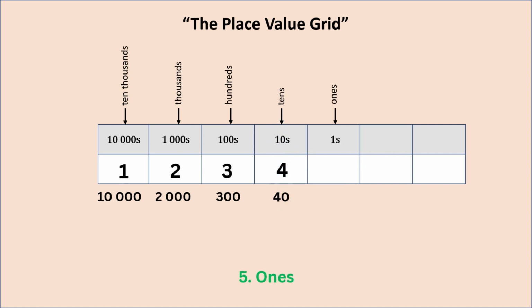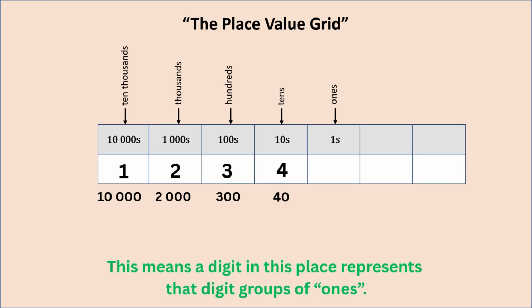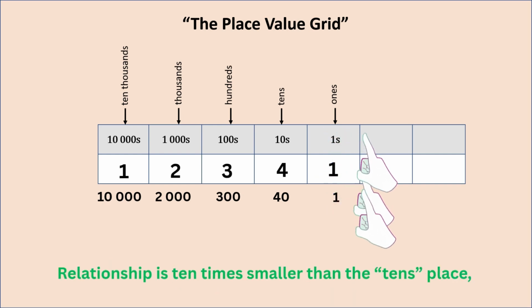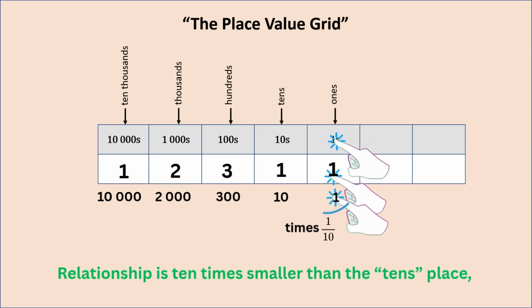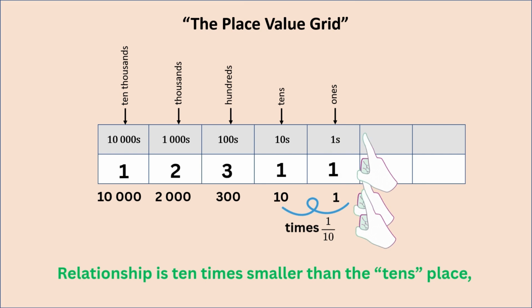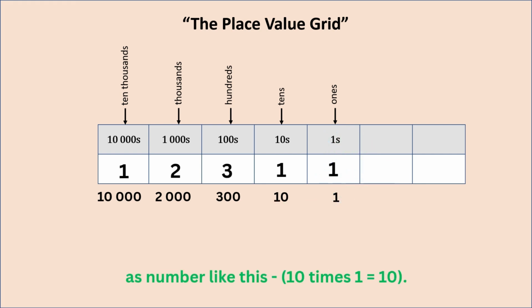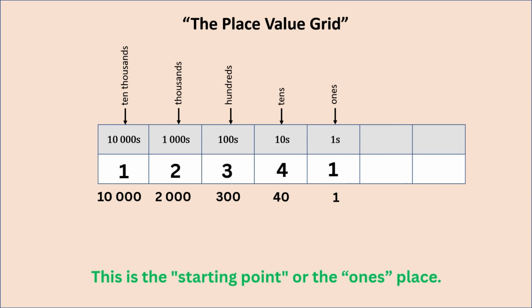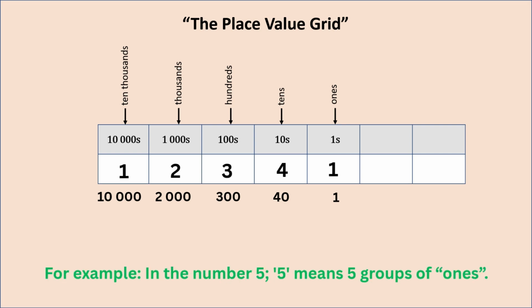Five, ones. This means a digit in this place represents that many groups of ones. The relationship is that it is 10 times smaller than the tens place. As a number sentence, 10 times 1 equals 10. This is the starting point, the ones place. For example, in the number 5, 5 means 5 groups of ones.